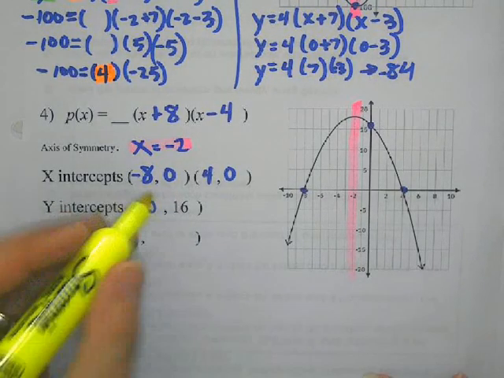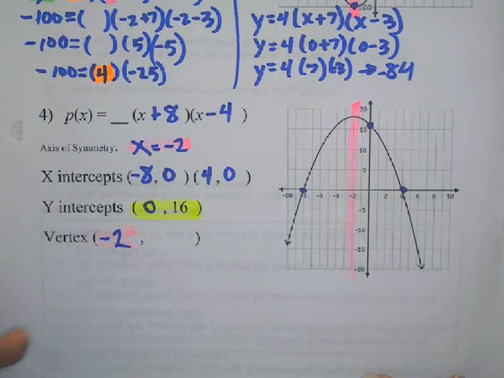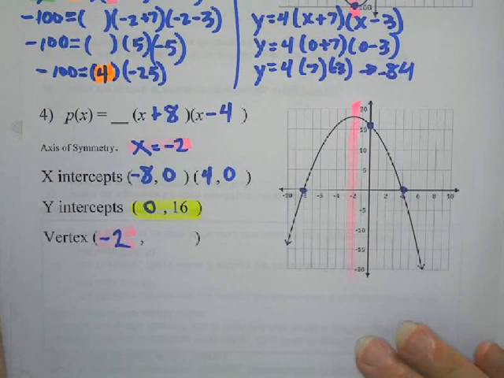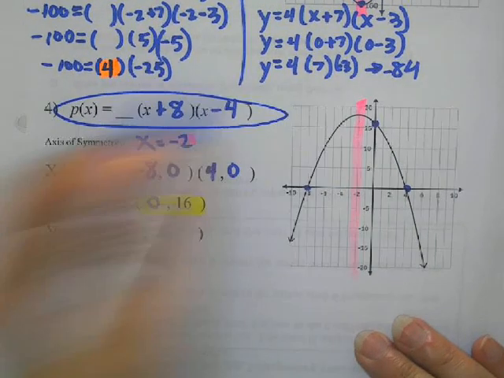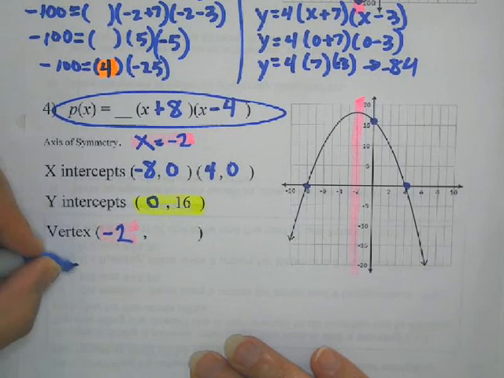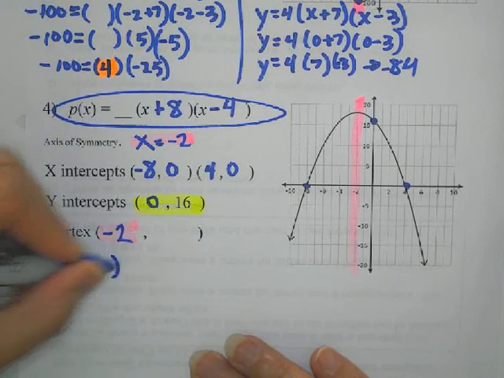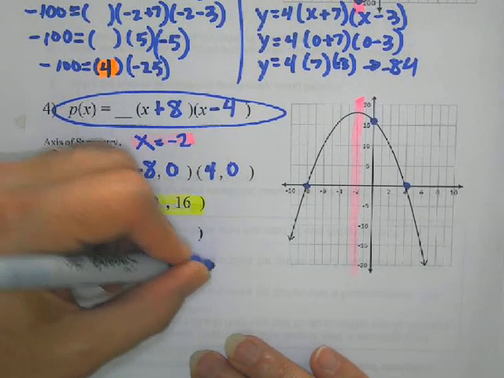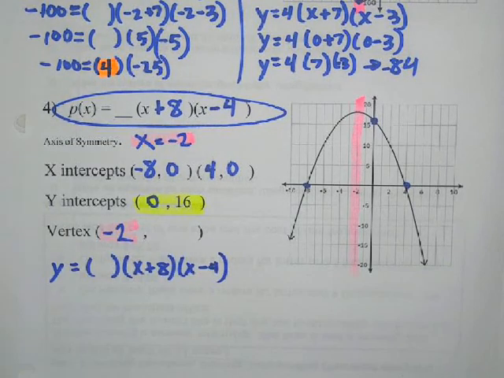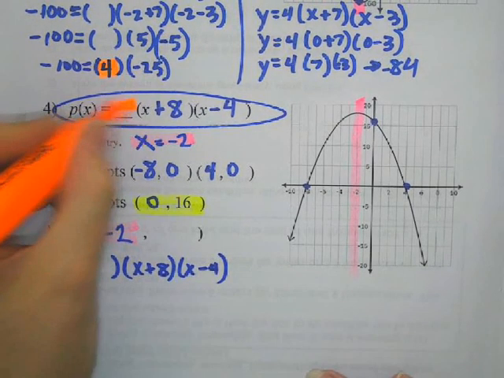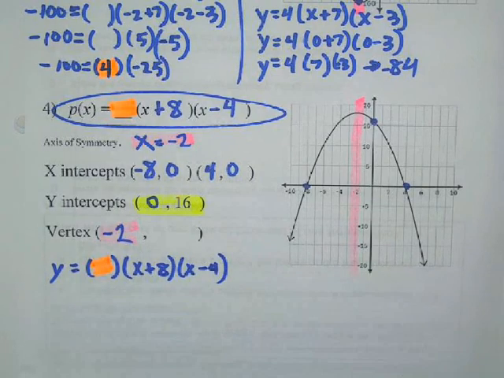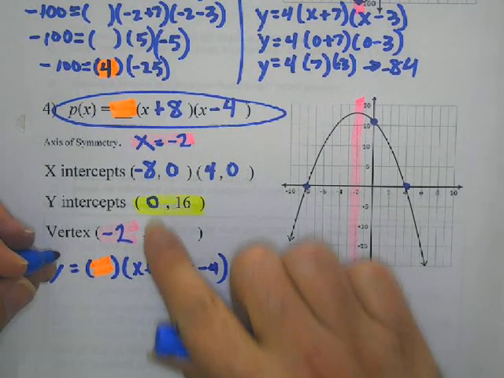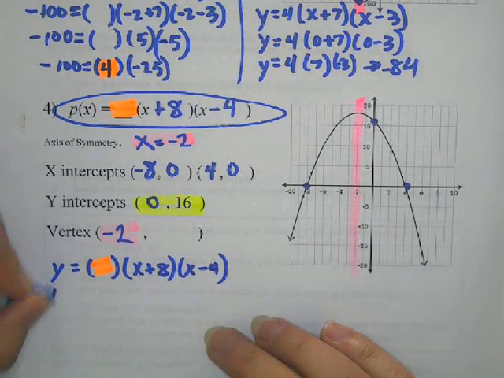So I'm going to use this to find my equation. Y equals something times x plus 8 times x minus 4. And so to figure out this orange value, hopefully you're noticing the pattern now. I'm going to replace x with 0 and y with 16.